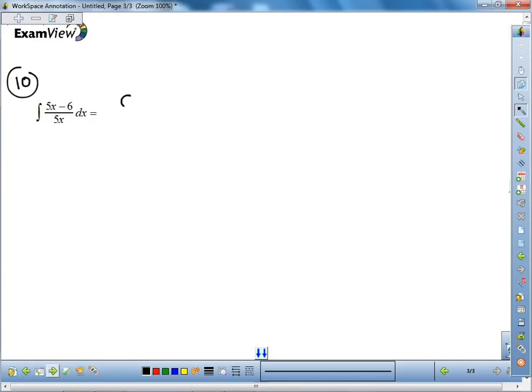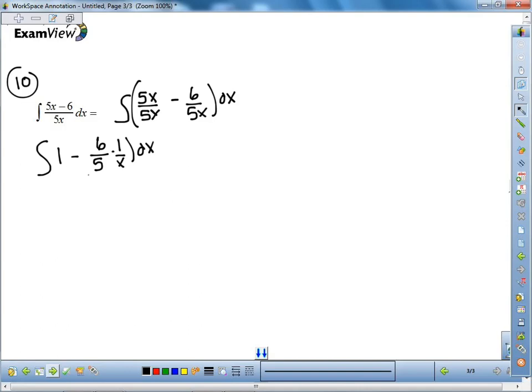For number 10, I'm going to go ahead and break both of them apart. I'm not going to do u substitution because that's not going to work. The simplest thing to do is to simplify. So I'm going to have 1 minus 6/5 times 1 over x. So the antiderivative of 1 is just going to be x. The 6/5 comes down, and the antiderivative of 1 over x is ln.